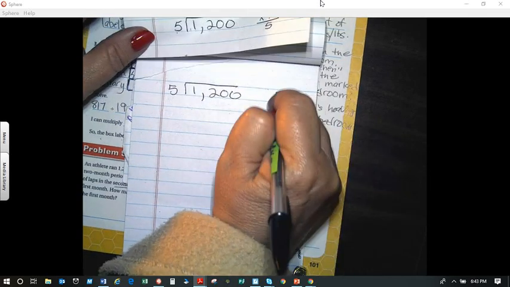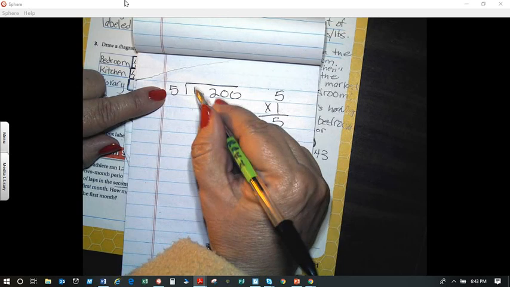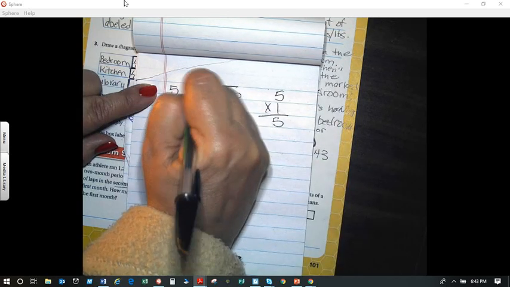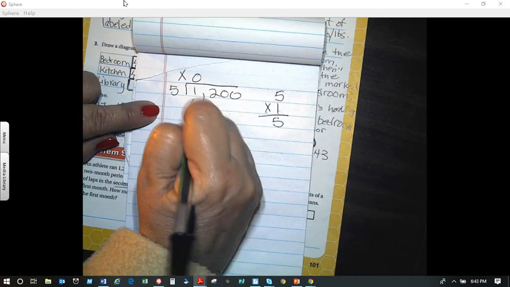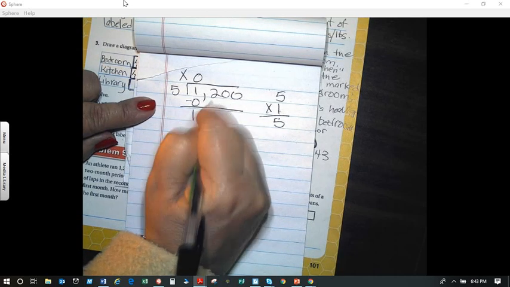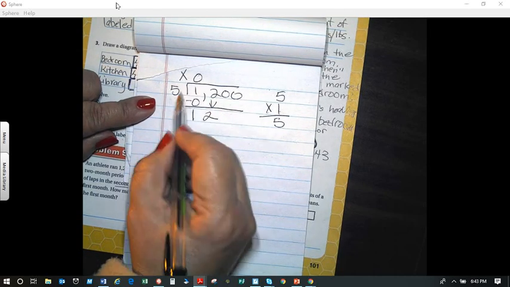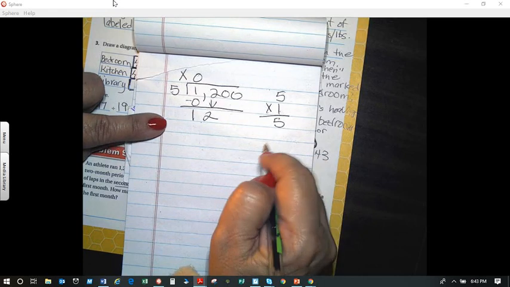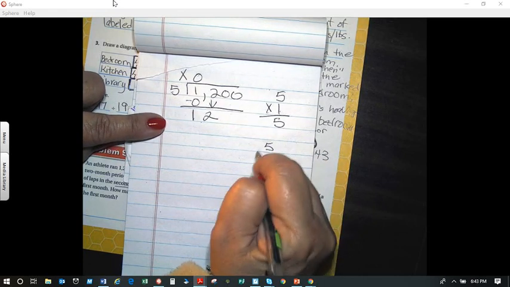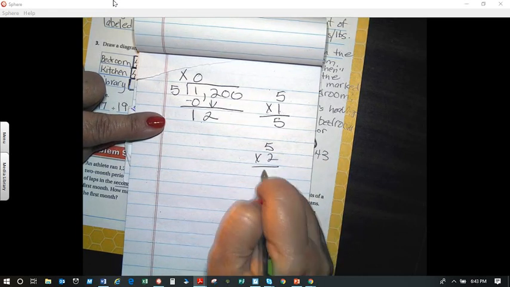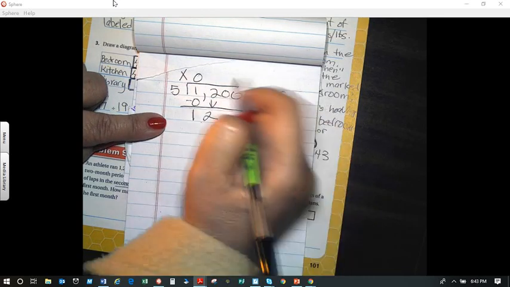And then I have one group of 5 equals 5. All right. So one group of 5 cannot go into 1, so I'm going to put a 0. My multiplication, it's 0. Bring down my 1, bring down my 2. How many groups of 5 can go into 12? All right, I heard somebody say 2. Absolutely. 5 times 2 equals 10. 3 will be too big, so this is 2.